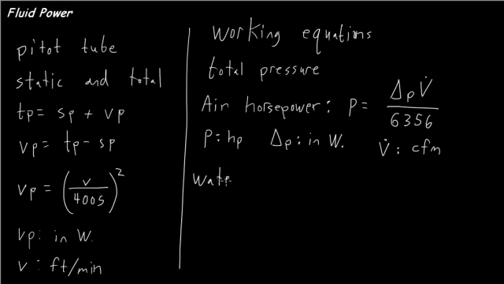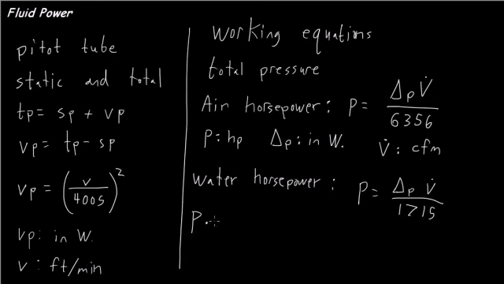Same thing on the water side. Water horsepower is given by P equals delta P times volume flow over 1715. That's our conversion for water. So again, we get power in horsepower. Delta P must be measured in PSI, and volume flow must be measured in gallons per minute. So these are very good equations to memorize. It might be a little confusing at first because for air, the pressure is measured in inches of water, but for water, the pressure is measured in PSI, and that feels kind of backwards, but that's how they do it.